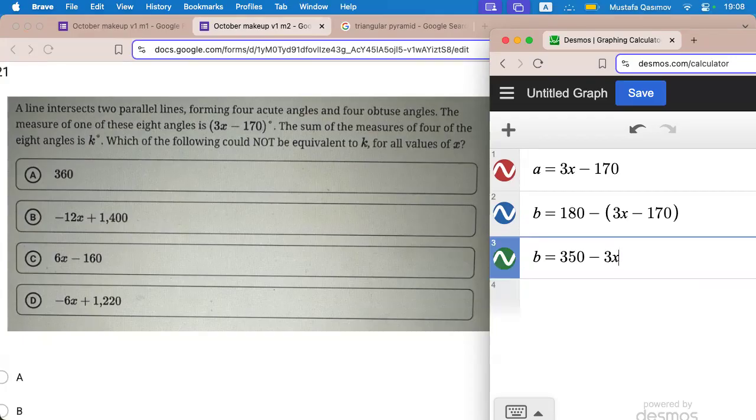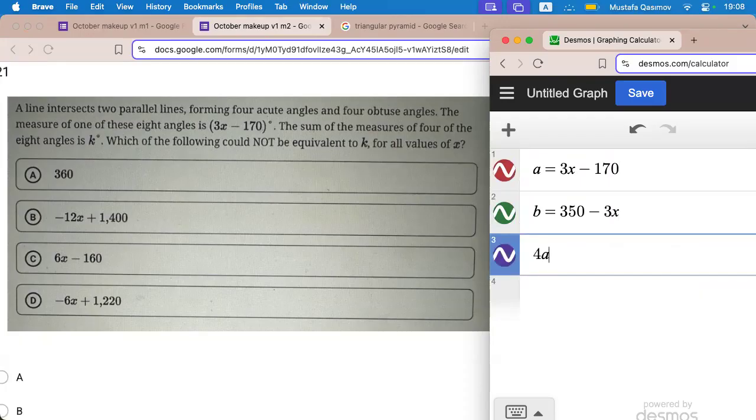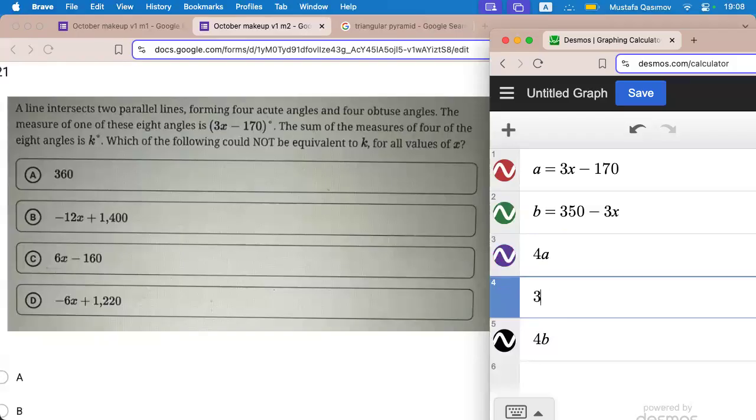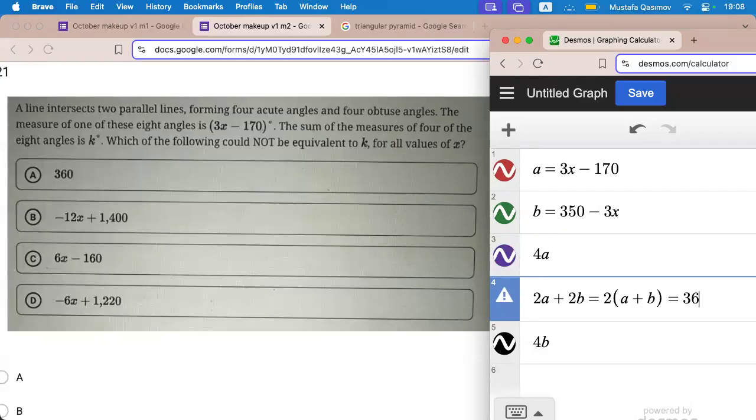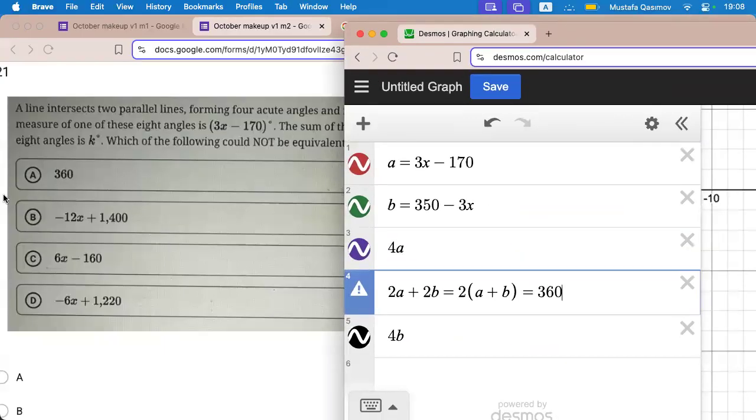Like that. Okay, now it says K is equal to the sum of these four angles. So if K is equal to the sum of these four angles, it can be 4A, it can be 4B, it can be 2A plus 2B. 2A plus 2B will be 2 multiplied by (A plus B), and this is equal to 2 multiplied by 180, 360. So it is not A.